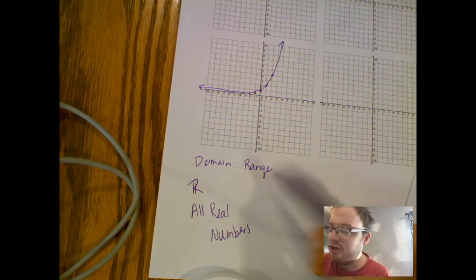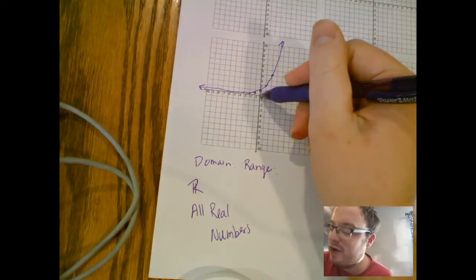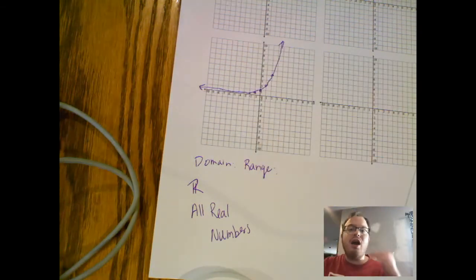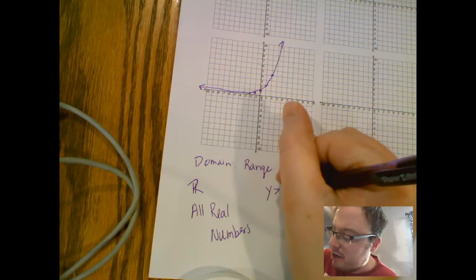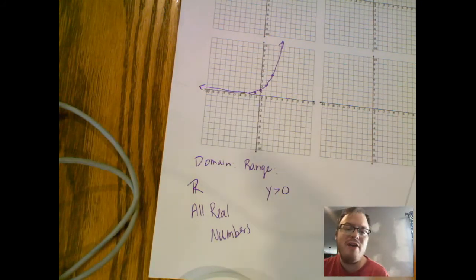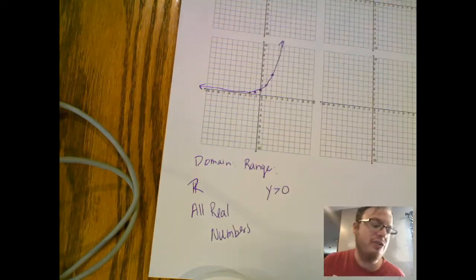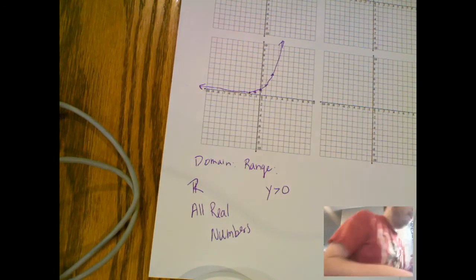Whereas the range here, and I've already kind of discussed it, the range for this function never hits 0. So it's every number above 0. So y is greater than 0. All my y values have to be above 0, because it's never going to hit 0, because 2 to any power is going to still give me a positive number.